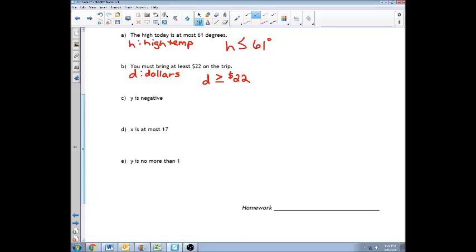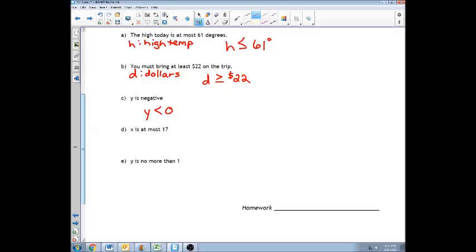This says that y is negative. Well, what is the number just above being a negative number on a number line? Well, that is 0. So what we're going to say here is y would be less than 0, because everything less than 0 is a negative number, correct? So that would be a pretty simple one. It would just be y is less than 0. 0 is not a negative number, but negative 0.000001, which would be right next to 0 on the number line, is a negative number. So it's anything that is smaller than 0.